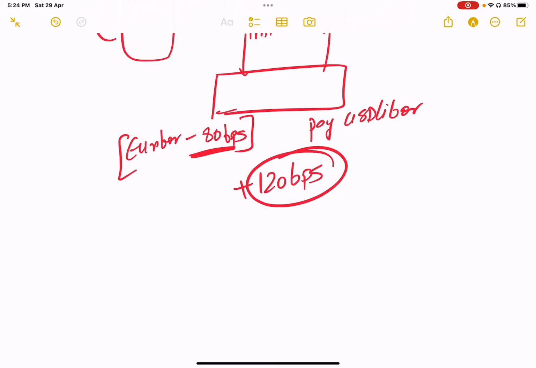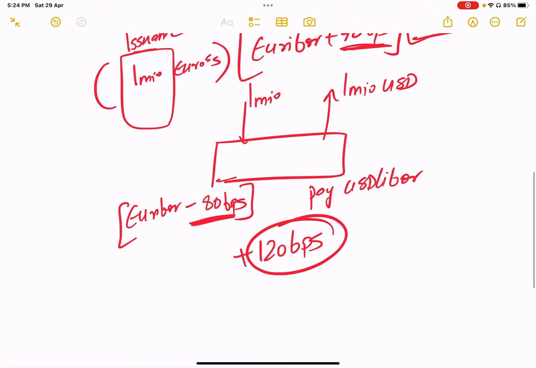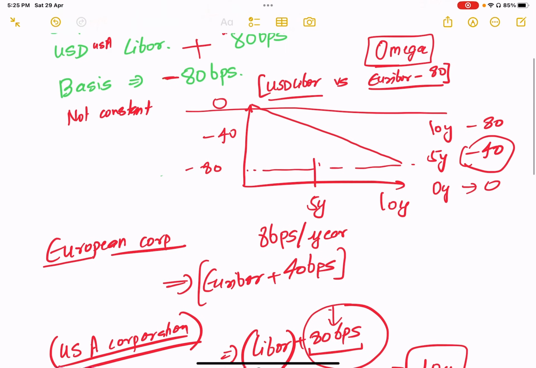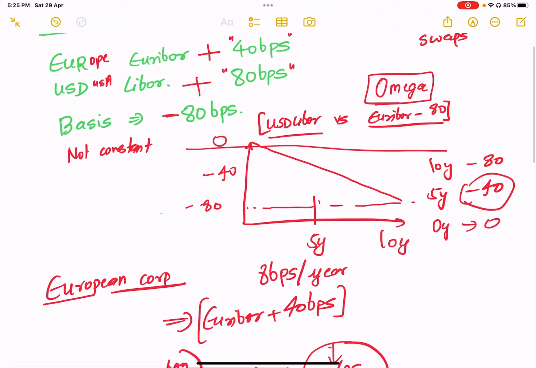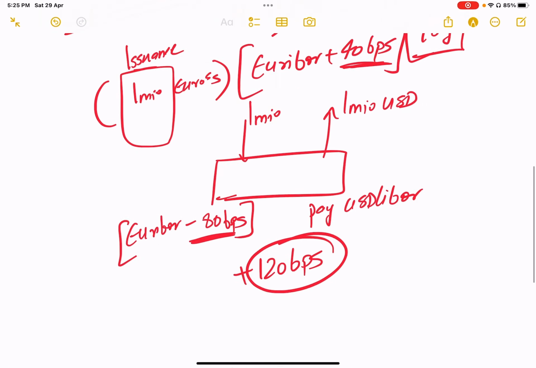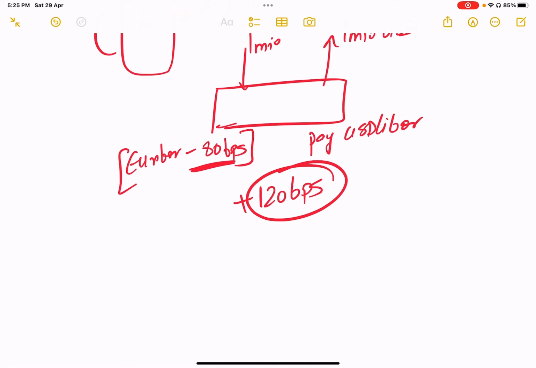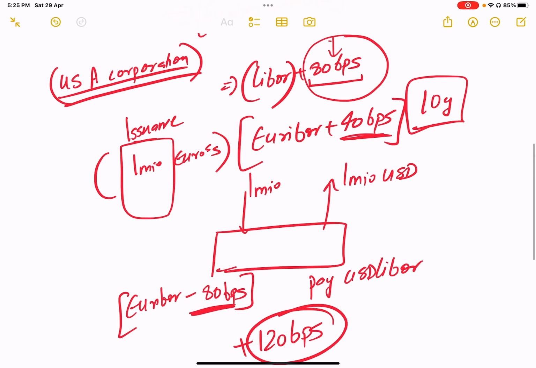I won't issue it here in Europe. It's a problem, right? Because in US, I could have issued this in my home country at plus 80. Here, I am paying plus 120 bips spread. So for 10-year issuance, I will do it in USA, which is home country.